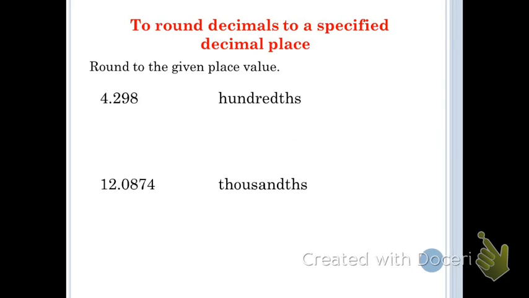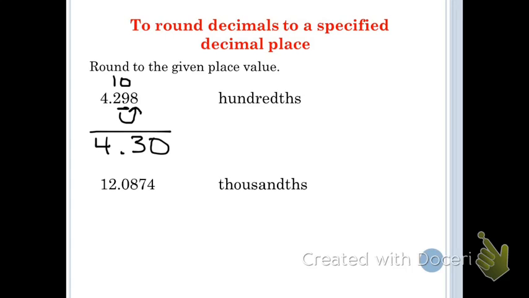Round to the given place value. In the first example, we're rounding to the hundredths place. The 9 is in the hundredths place. Look at the digit to the right, which is an 8. Since 8 is 5 or greater, that means we need to round the 9 to a 10. So our new number will be 4.30. Notice that since we're rounding to the hundredth spot, we have to have the digit 0 in the hundredth spot.